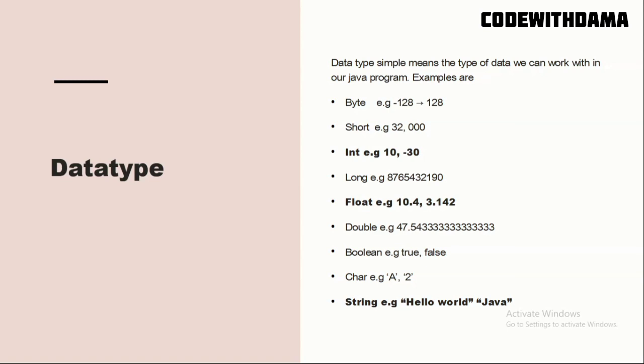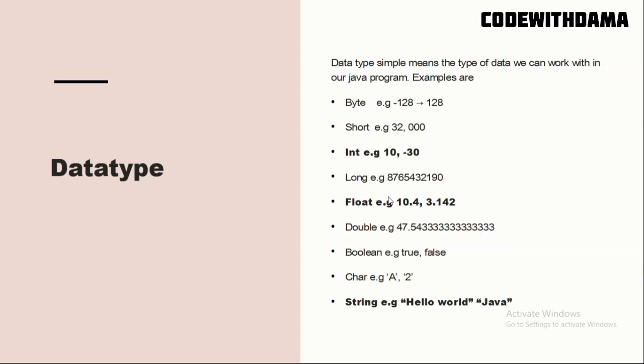Okay, so we have different types of data. We have byte, which is numbers from minus 128 to 128, that is positive 128. We have short, which is any number that falls within 32,000 or negative 32,000. Now we have int, and int covers any number up to minus 2 million or plus 2 million. Then we have long, which covers numbers that are greater than 2 million. Any number greater than 2 million falls under long.